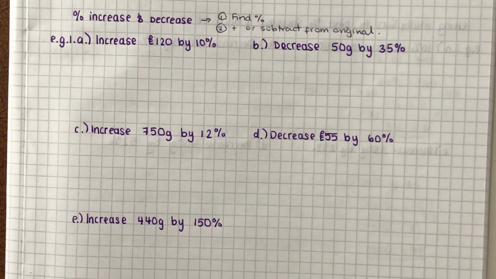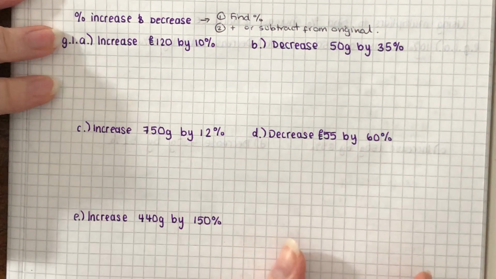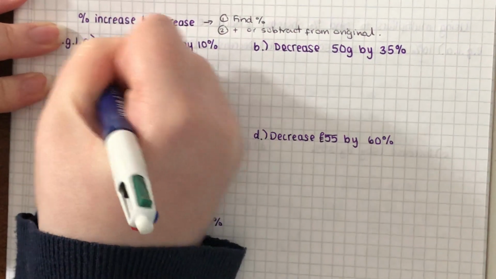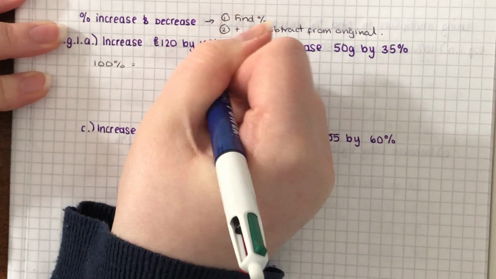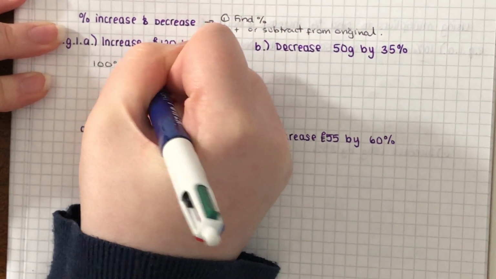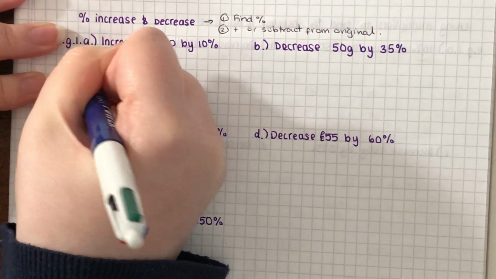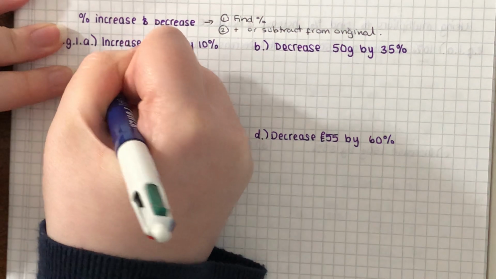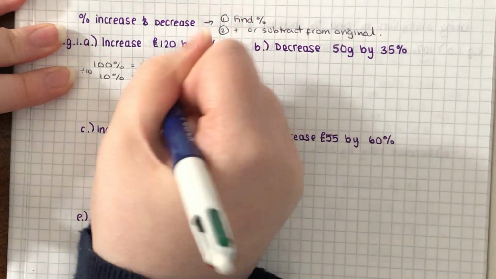Okay, so for the first one, we're increasing this amount by 10%. So the first thing we need to do is work out what 10% is of 120. So the way we did it before, we know that 100% is the £120. So to find 10%, we would divide both sides by 10, because 100 divided by 10 would give you 10. Which means that we've also got to do 120 divided by 10, which is £12.